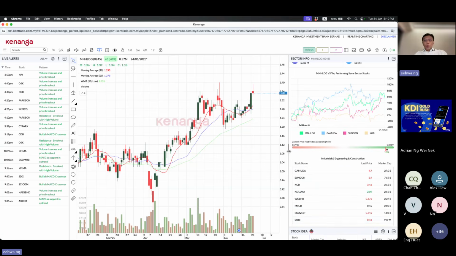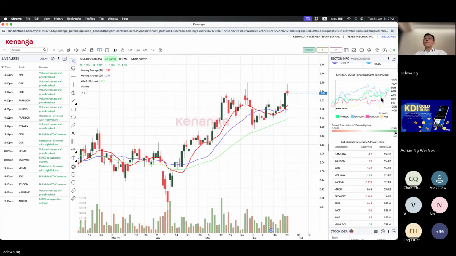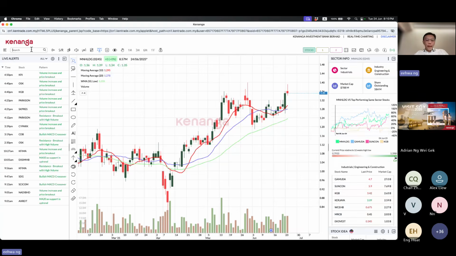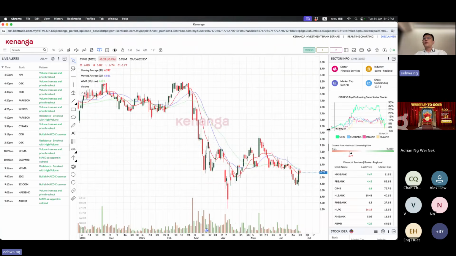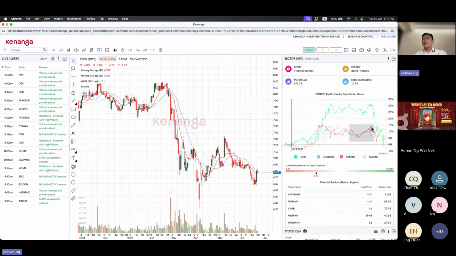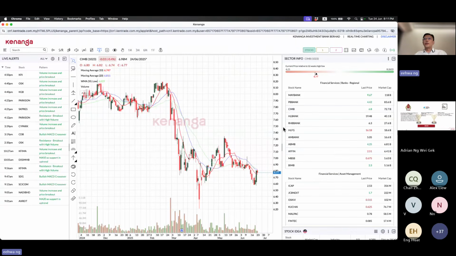Okay, so we close this. Let's open up a bank, CIMB. You go to the bank stock, and you can see CIMB is the green one. A lot of them are coming down, all the banks. So you can see all the Abang Adik are all together over here.